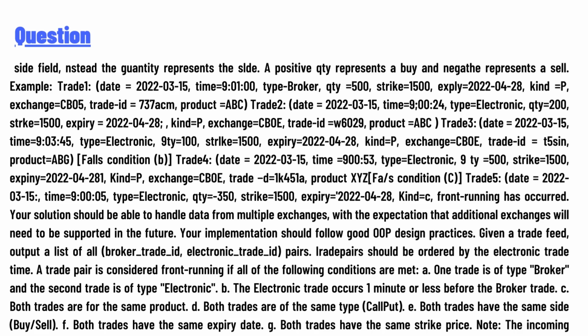A trade pair is considered front running if all of the following conditions are met. A. One trade is of type broker and the second trade is of type electronic. B. The electronic trade occurs 1 minute or less before the broker trade. C. Both trades are of the same product. D. Both trades are of the same type. E. Both trades have the same side. F. Both trades have the same expiry date. G. Both trades have the same strike price.